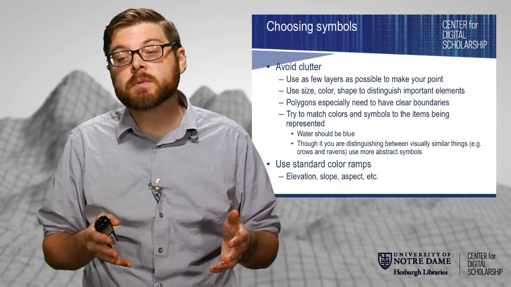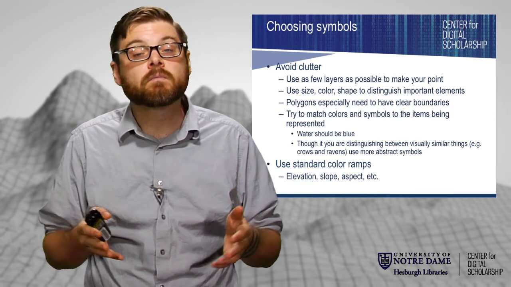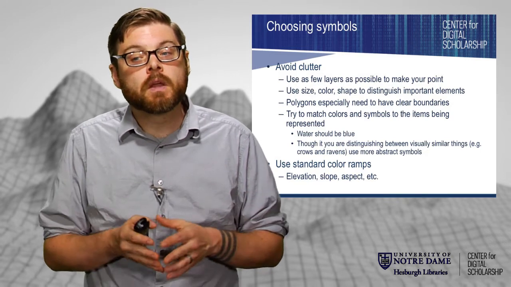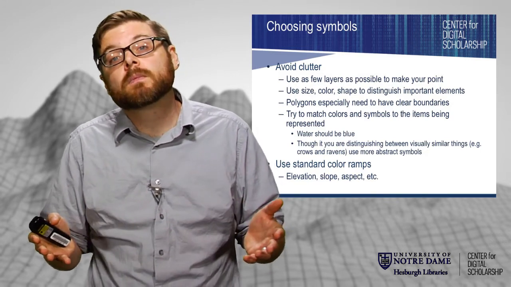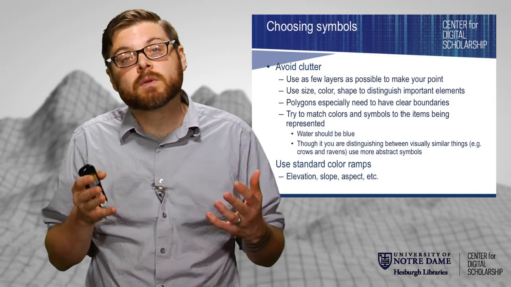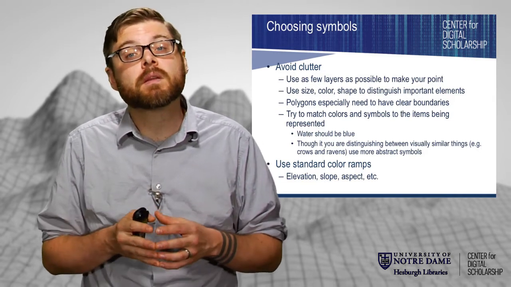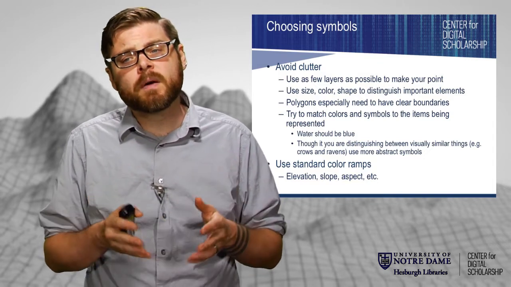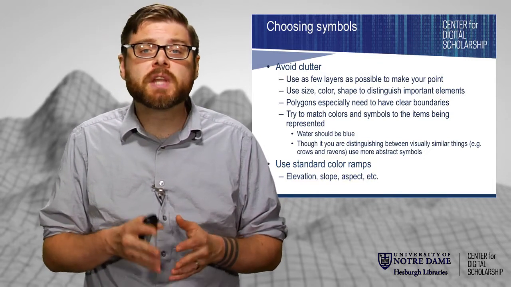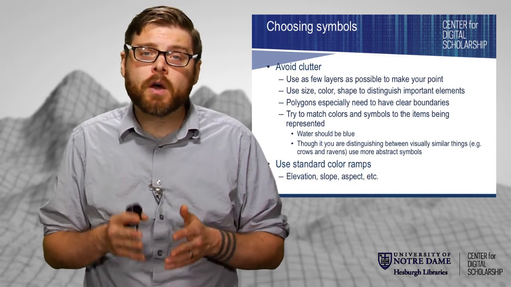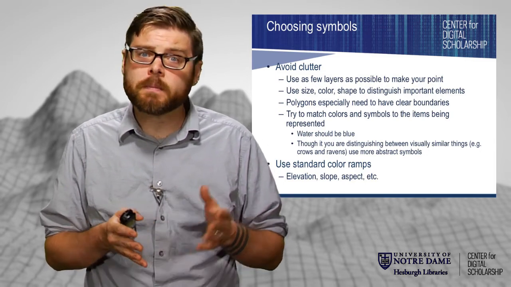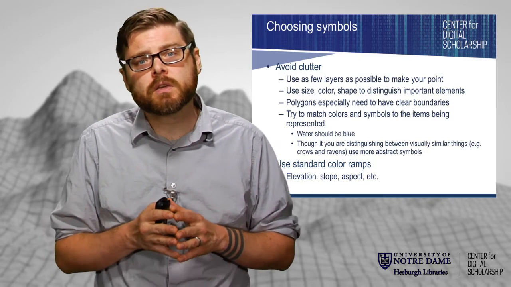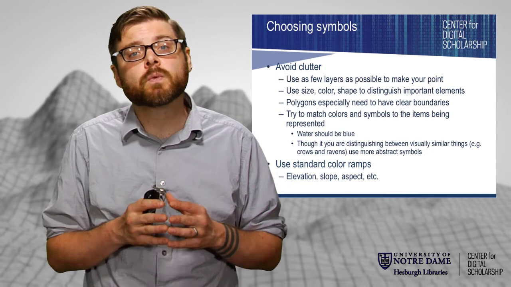However, if you're trying to distinguish between two very, very similar things, two different types of forest, or the locations of crows versus ravens, you might want to use a more abstract symbol, so that we can visually see the difference between them in a way that might not be apparent if you're really trying to match the color to the symbol. And above all else, whenever you can, try to use the standard color ramps. When we've talked about topography, we've talked about what the standard color ramps for elevation, for slope, for aspect are. Try to use one of those because it's going to cue something very distinct to anyone that's worked with GIS before.